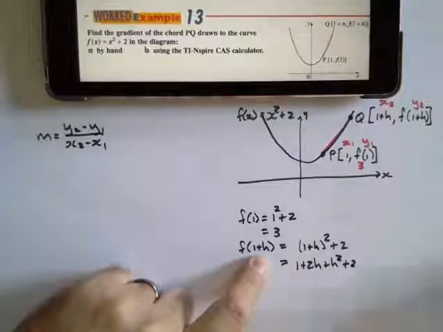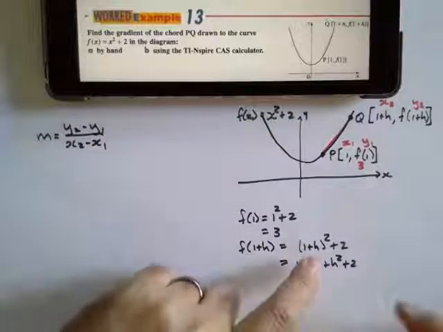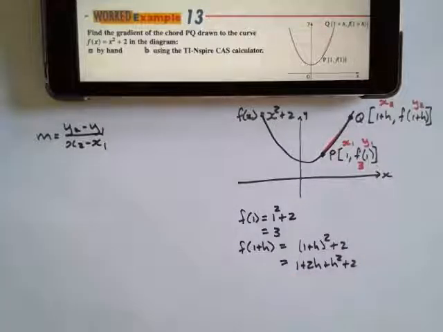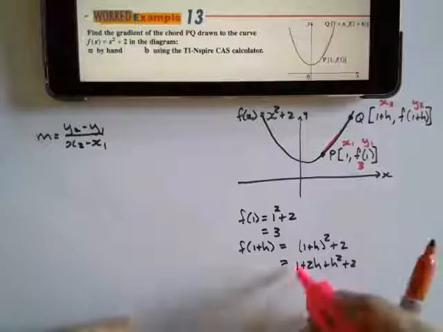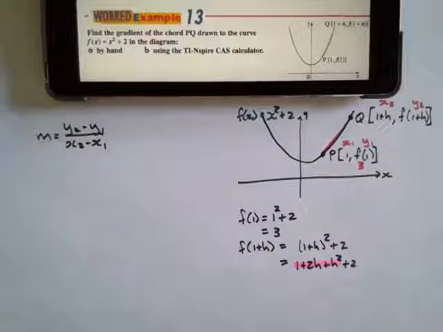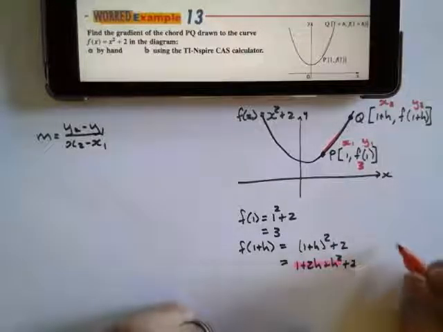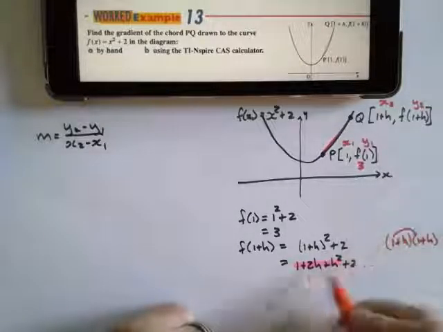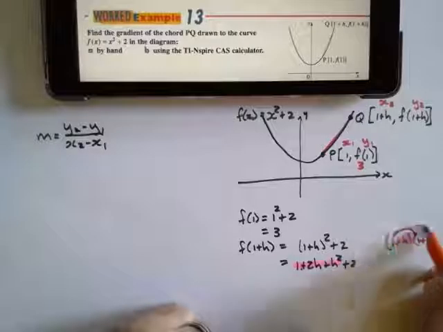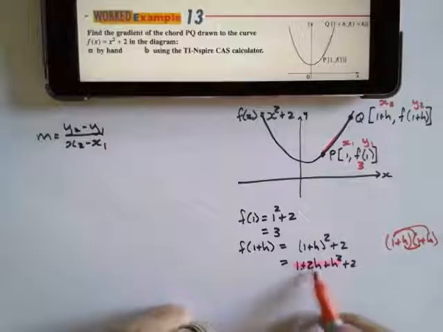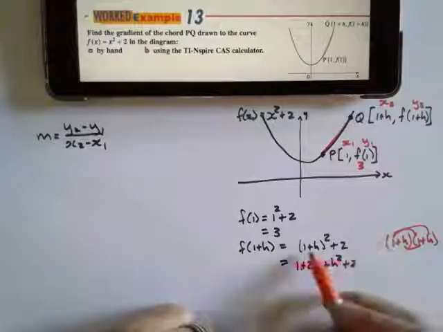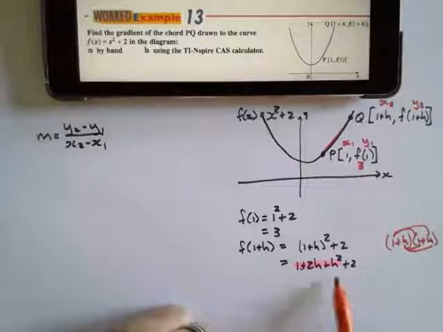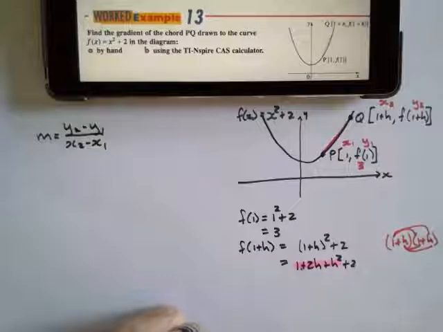Now I'm going to do this on the sideline just for those who don't know. How did I get this value? What I did was 1 plus h multiplied by 1 plus h. 1 times 1 is 1. 1 times h is 1h, and 1h. So that is always double that term times that term. And then h times h is h squared. So that is where I got that from.